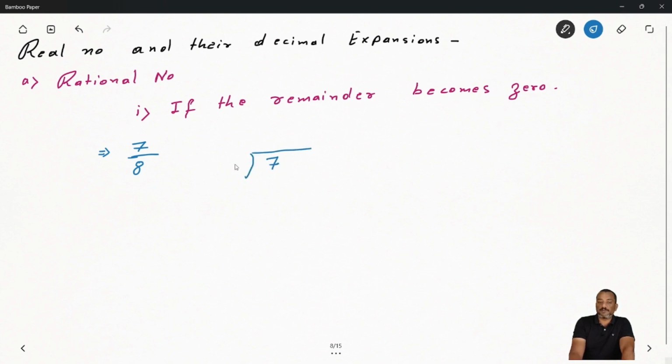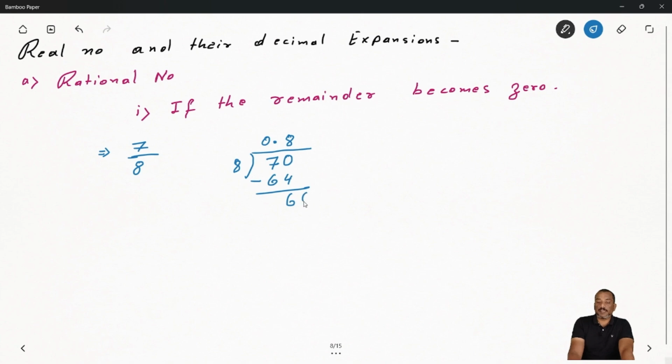You can say 7, 8 here. Okay, so now you can see 7 in the 8 table is not coming. So what will we do? We will convert into a decimal, so we will put here 70. Now in the 8 table, 70 or near about 70 is 64. How many times? 8 times. Now how much will you get as remainder? You will get 6 here.